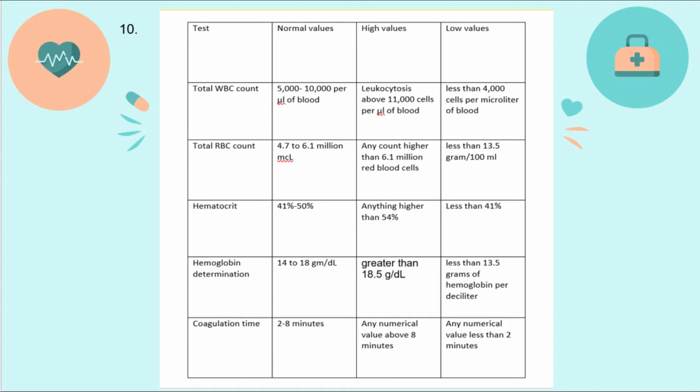The coagulation time for normal healthy male adults is 2 to 8 minutes, and the high value is any numerical value above 8 minutes. And the low value is any numerical value less than 2 minutes.